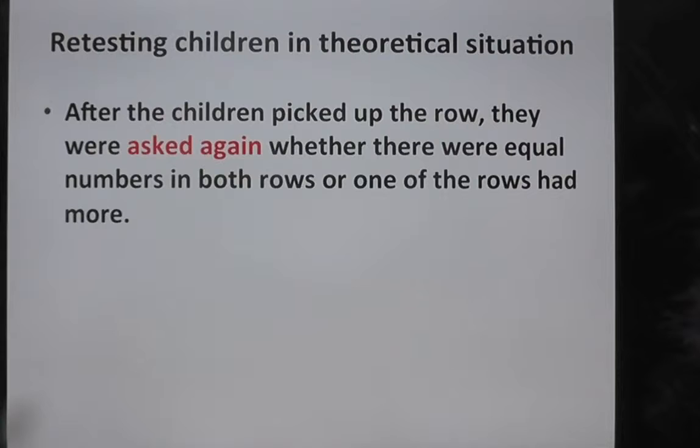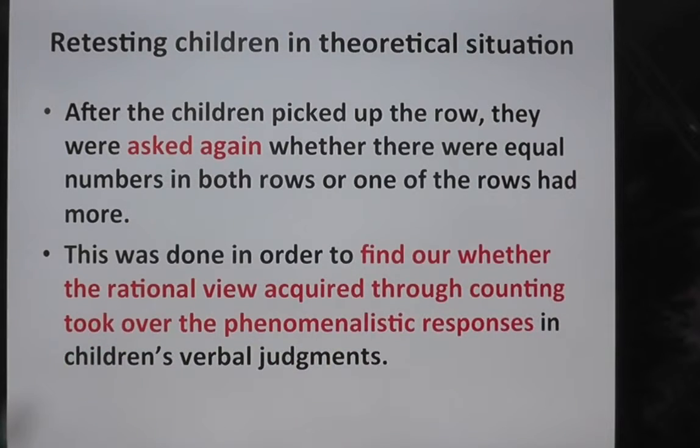After the children picked up the row, they were asked again whether there were equal numbers in both rows, or one of the rows had more. This was done in order to find out whether the rational view acquired through counting took over the phenomenalistic responses in children's verbal judgments.